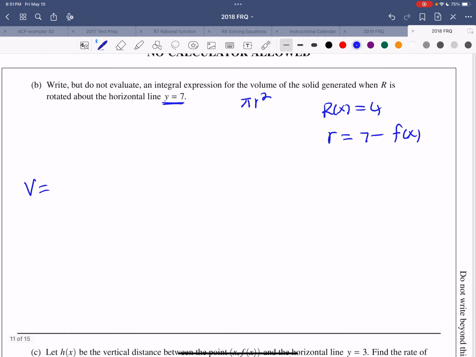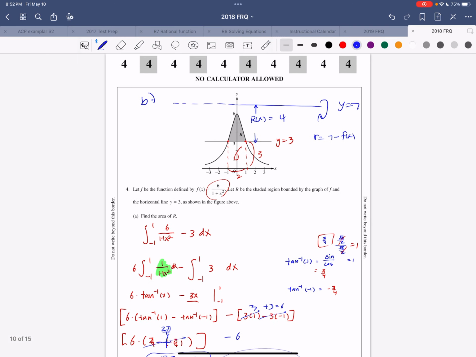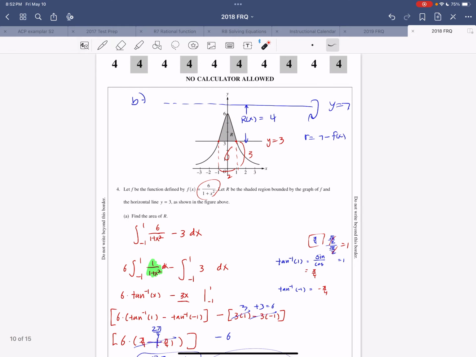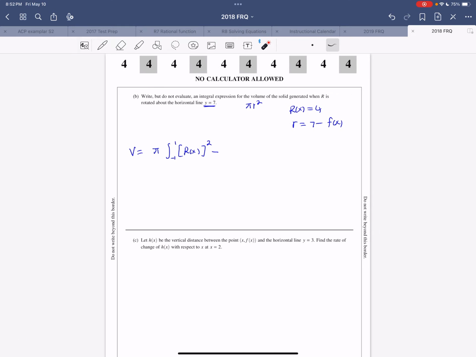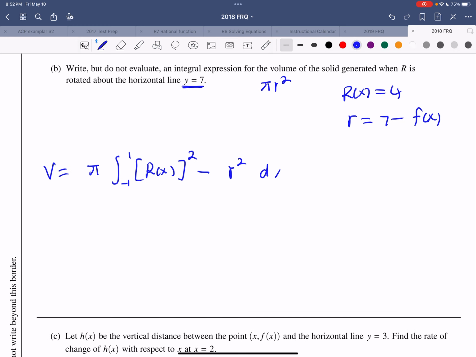It's going to be pi, from -1 to 1. It's very simple. It's going to be the whole thing, R of x, put this one into the bracket, squared, minus the radius, because when you rotate it, it's going to be this whole thing minus this portion, just like any other questions, right? Just like here, you're just rotating it. That's the difference. Minus the radius squared dx.